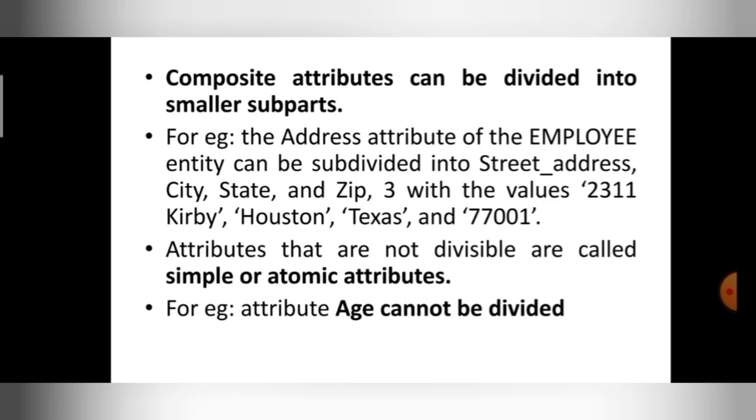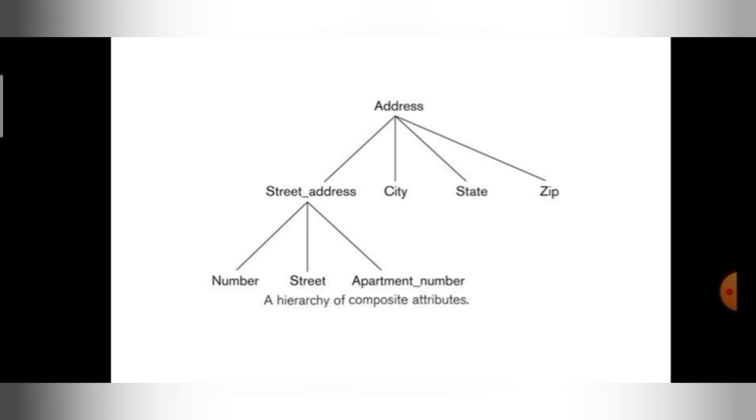For example, the age of a person can't be divided. The age attribute of a person or of an employee can't be divided. For example, if a person's age is 55, how can you divide that 55? It is not divisible. This type of attribute is called a simple or atomic attribute. Hope you are understanding, guys.